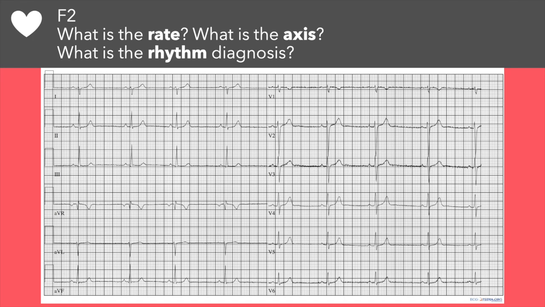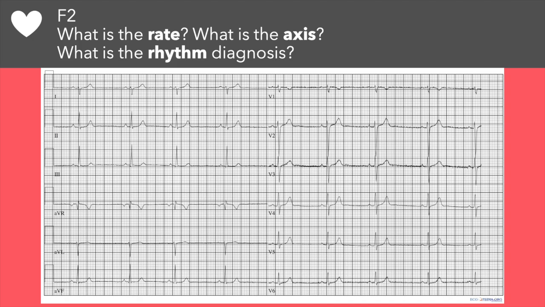Oh hey everyone, welcome back. So let's review some ECGs. F2, what is the rate? What is the axis? What is the rhythm diagnosis? So the heart rate, I got 54. I see a right axis deviation. The rhythm diagnosis is a sinus bradycardia.